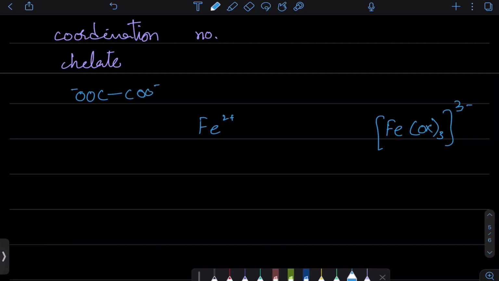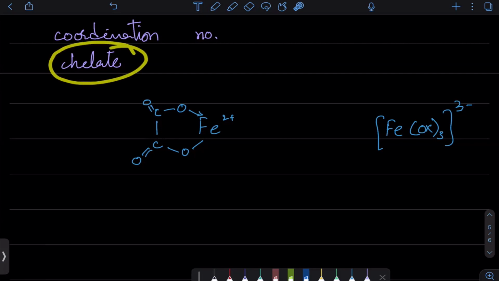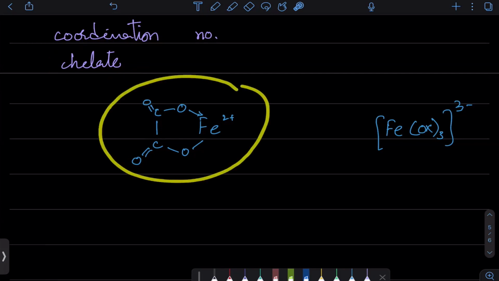So here's what it does. The O part makes a dative bond with iron. Of course, it is there like that. And then the other O makes a dative bond with what? Iron again. Just look at this thing. Doesn't it look like something is holding on to iron? It's kind of like pinching iron. It is a claw that's holding on to iron. So that's what we call a chelate. This whole thing is a chelate.